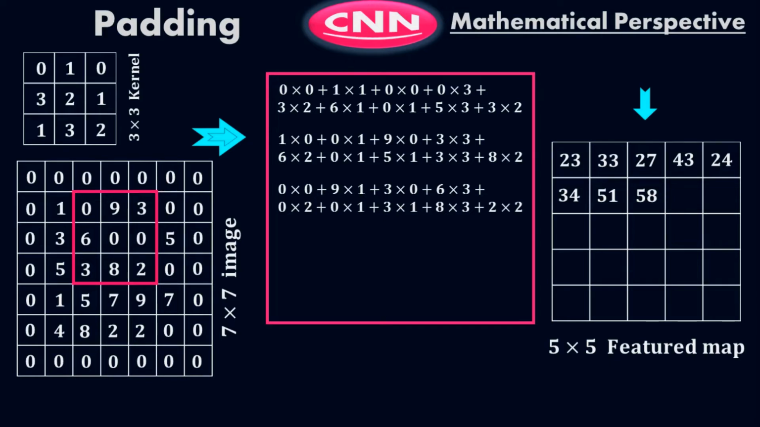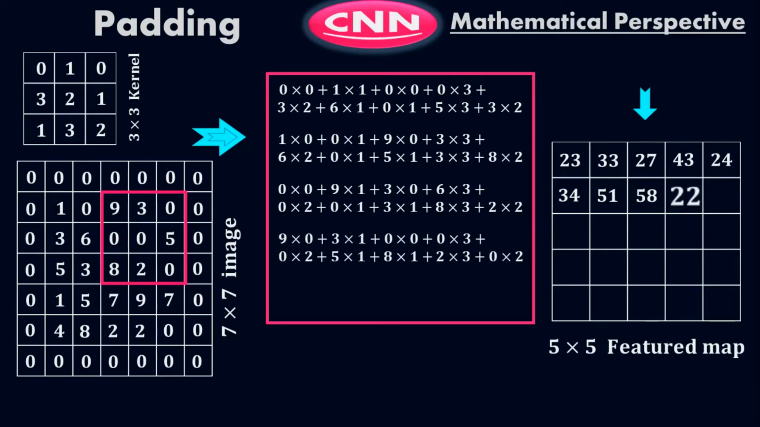Then leave the third column and pick this 3 by 3 matrix. Take the product with the kernel, you will get 22 value. Look, 9 times 0 plus 3 times 1 plus 0 times 0 plus 0 times 3 plus 0 times 2 plus 5 times 1 plus 8 times 1 plus 2 times 3 plus 0 times 2. If you simplify this expression, you will get 22 value. So this is the 9th pixel value here.